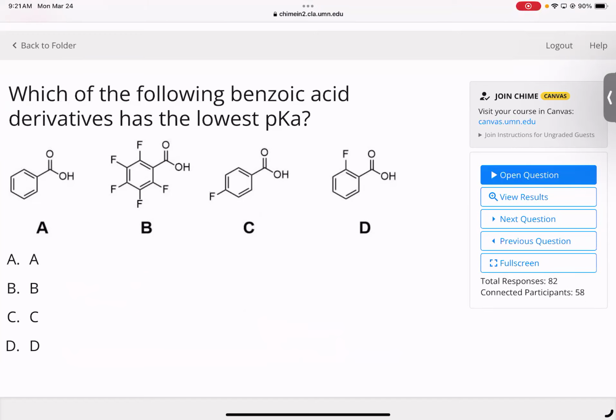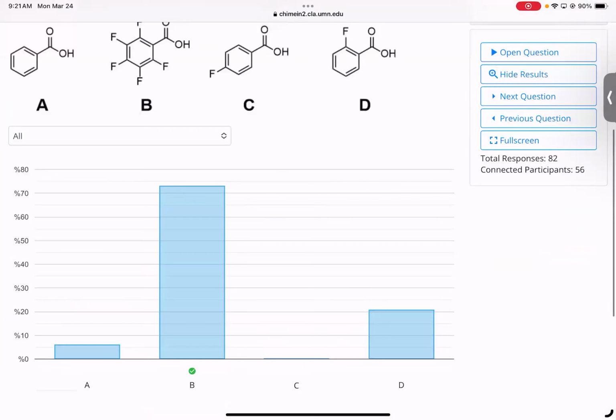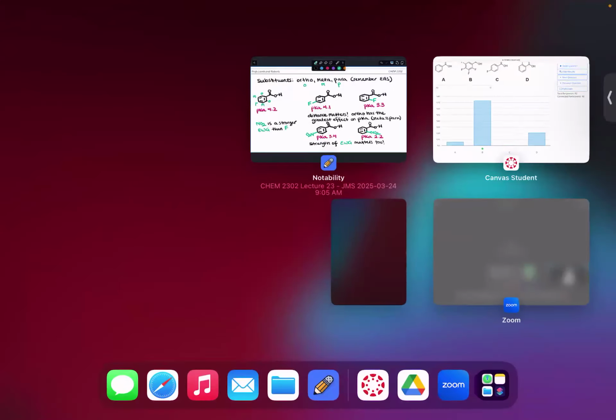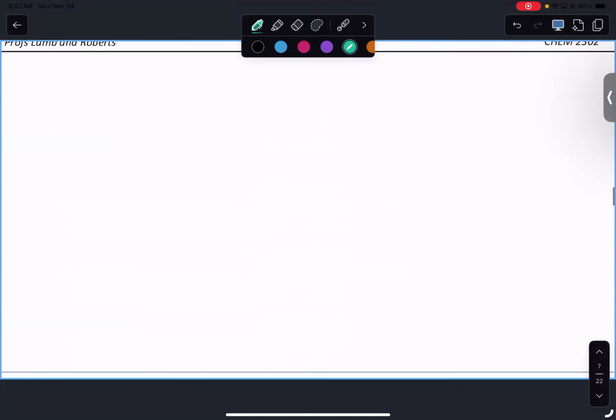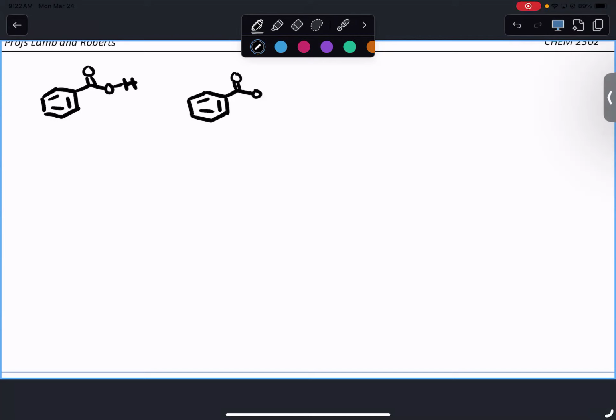All right, so let's check out the results. Awesome. Okay, so it looks like the majority of the class chose B. We also do see a little bit of preference for D as well. Okay, so this isn't quite necessarily something I've talked about yet, so let's discuss. Is it B or is it D or is it something completely different? So we had 4 choices here. We had just regular benzoic acid. We had benzoic acid, but every position on the benzene ring was completely substituted with a fluorine.